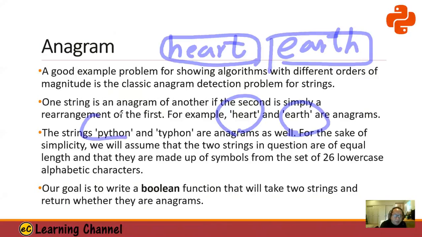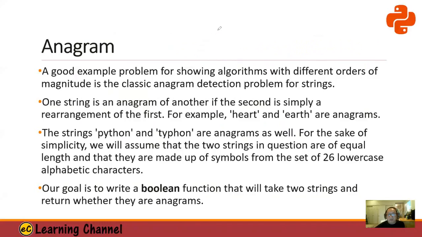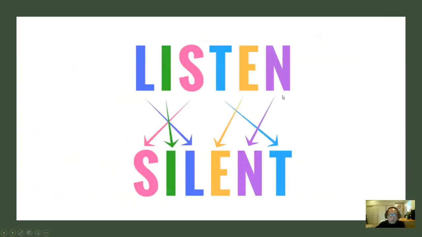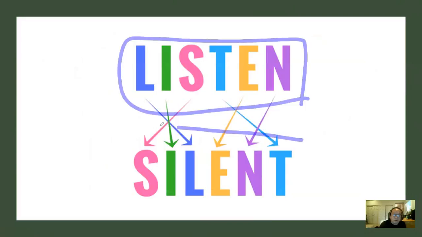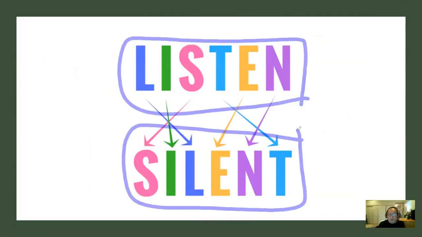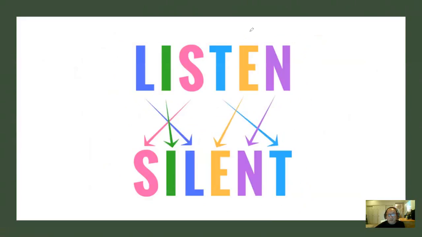Python and Typhoon are anagrams. So here we have the word listen, and the word listen can be rearranged as silent. Okay, it can be arranged as silent.